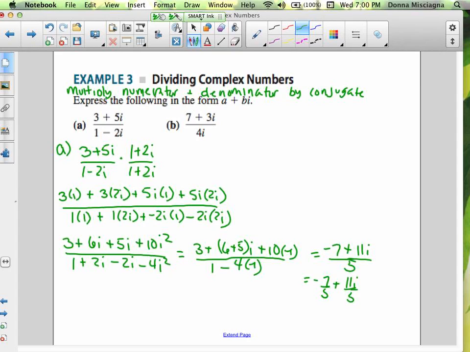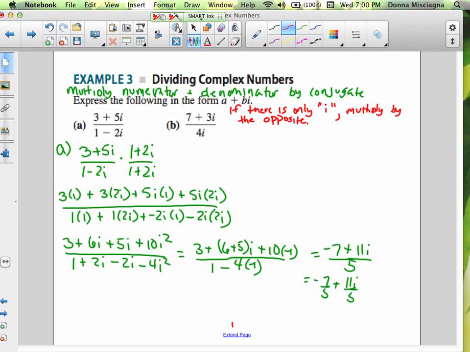So what happens if you don't have 2 terms? You only have 1 term. You're going to multiply by the opposite. So if there is only an i plus whatever its coefficient is, multiply by the opposite.